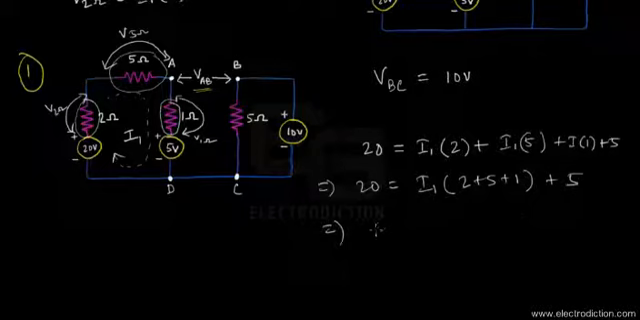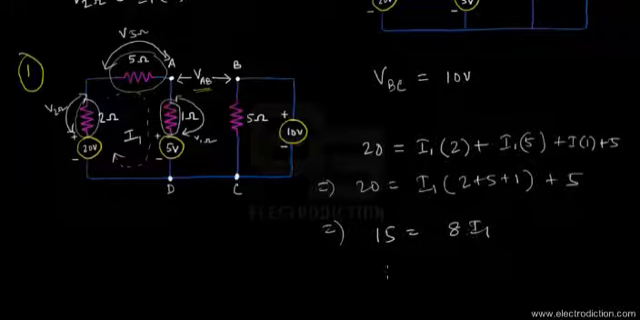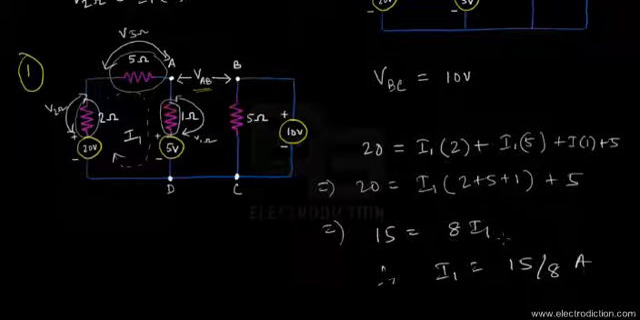So if we look at this equation that we've got over here and go forward and solve it, if we bring 5 to the left side, we're going to get 15 equals, adding up together, 8I1. So from this equation we get I1 equals 15 by 8 amps. That's the value of I1 that's flowing on the left part of this circuit, as you can see. So that's good.